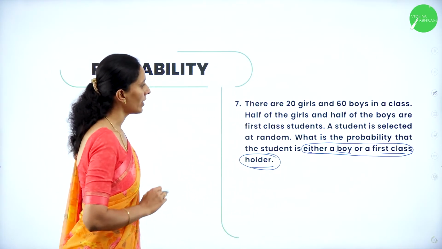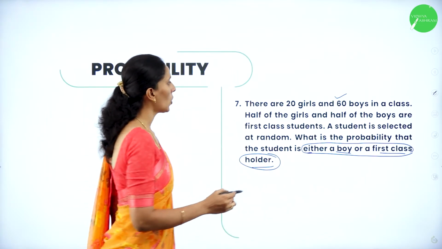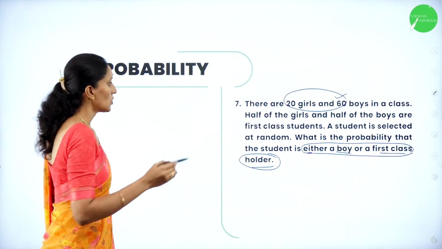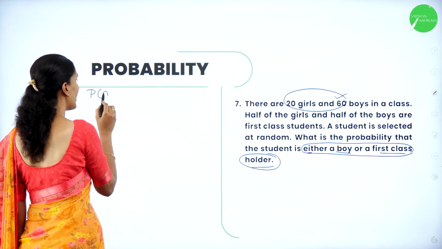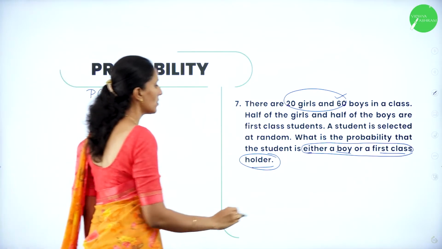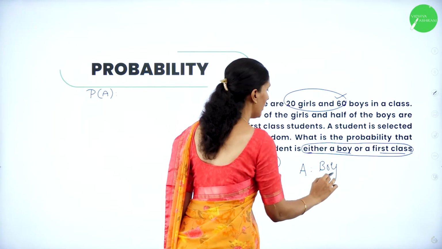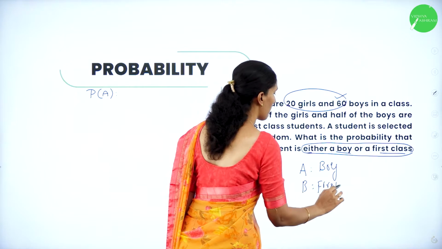So how many boys do we have? We have 60 boys. So in total, how many students do we have? 80 students. So what is the probability of a boy? I'll take it as event A, boy, and event B as first class holder.